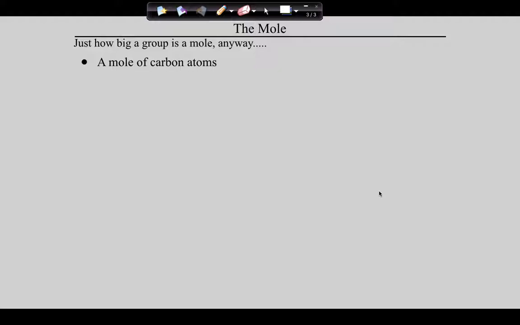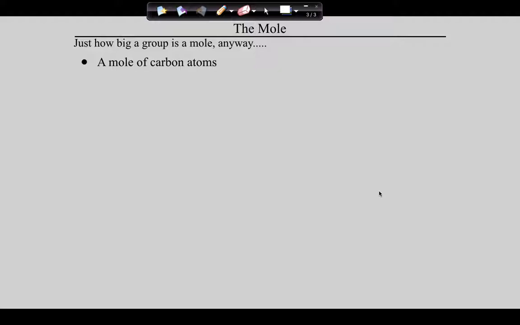Well, guess what? Guys, a mole of carbon atoms is actually this big. How many carbon atoms are inside here? 602 septillion. If these carbon atoms were the size of BBs, they would expand to bury the state of Utah 253 feet deep. You getting a sense of how small atoms are?